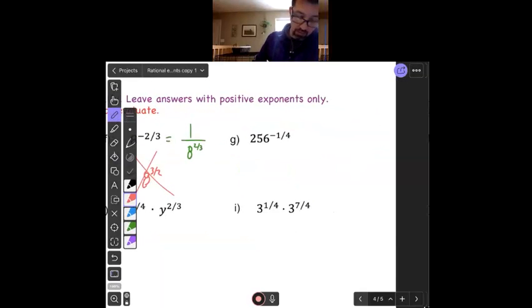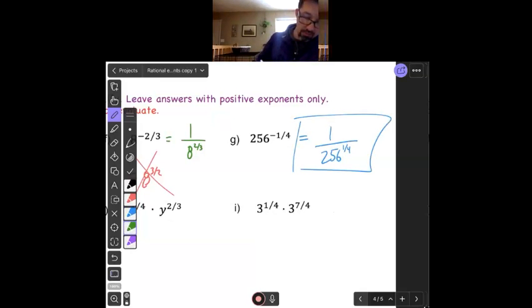256 to the negative 1/4. 1 over the whole thing, drop to the bottom. Positive exponent now. 1 over 256 to the 1/4. That's it. That's all we're doing.